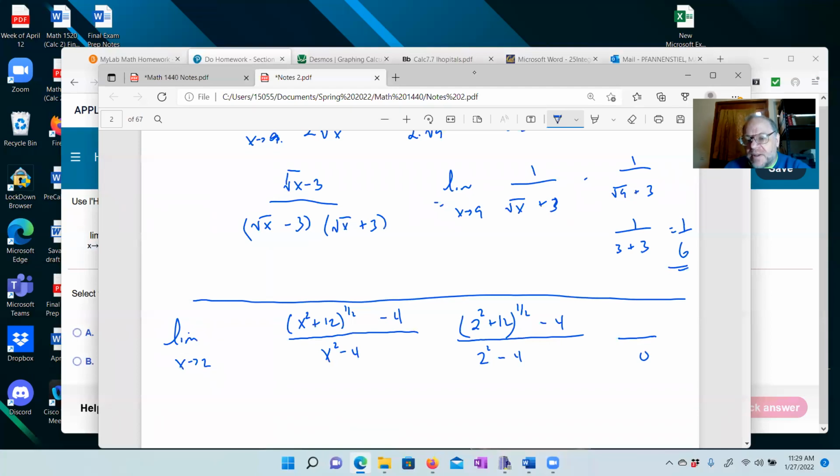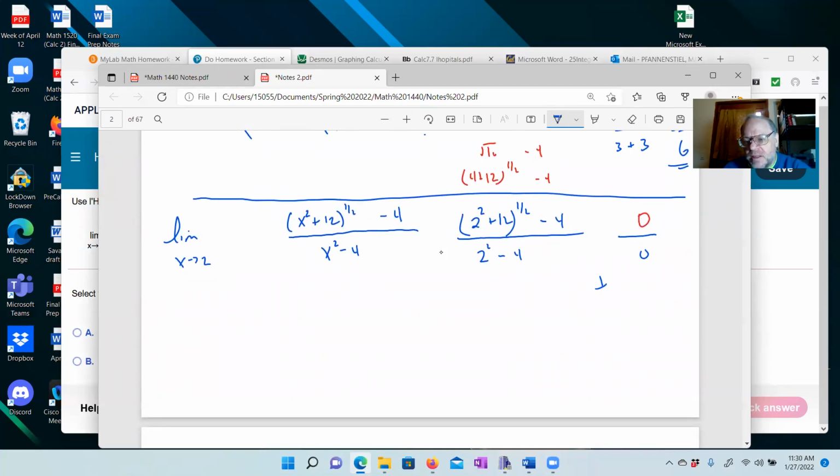The top, let me go ahead and do it this way to evaluate so you can tell what I'm doing here. So this is 4 plus 12, 1/2 minus 4. What is 4 plus 12? 16, right? So this is the square root of 16 minus 4. Oh, we got a 0. So it is an indeterminate form now, because we got a 0 over 0. 1 over 0 doesn't cut it. So indeterminate form, use L'Hopital's.